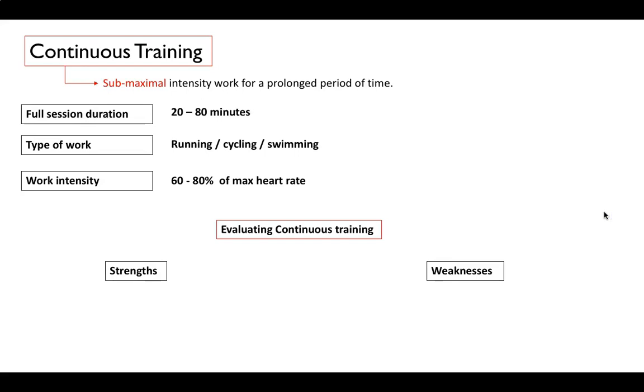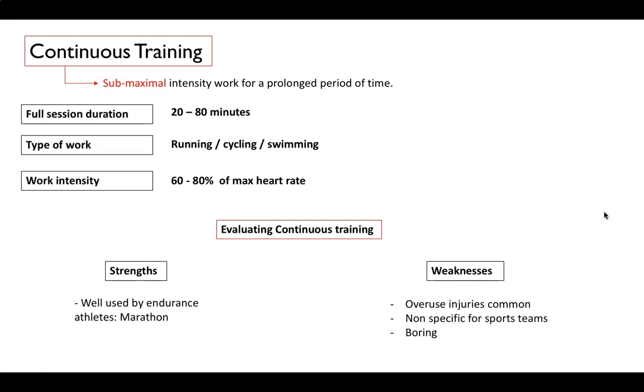So in terms of strengths of continuous training, it's well used by endurance athletes such as a marathon runner, Tour de France cyclist, and so on. Weaknesses are that overuse injuries are quite common with regards to continuous training. It's not really sport specific for sports teams. And also it can be classed as quite boring. So they're your strengths and your weaknesses, and then above that you've got a typical continuous training session.